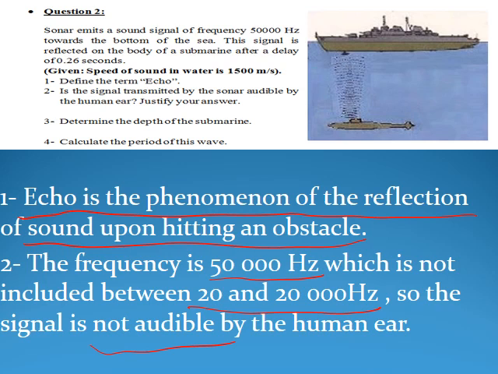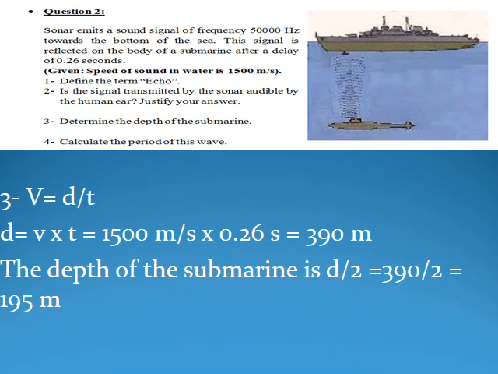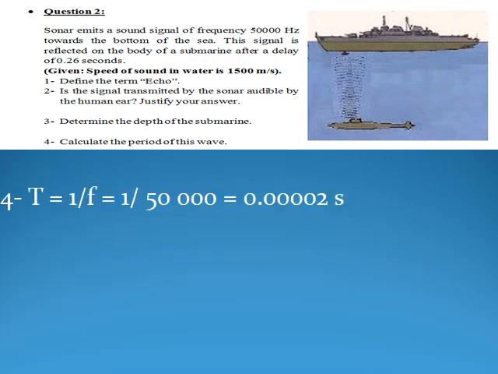Part 3, determine the depth. Here we have v. v is equal to d over t. We have time, we have the speed, we can calculate the distance. But here you need the depth of the submarine, so you have to divide by 2. So d equals v times t, 1500 times 0.26, equal to 390 meters. So the depth of the submarine is d over 2, 390 over 2, it's 195 meters. Calculate the period, period is equal to 1 over f, it's equal to 0.00002 seconds.